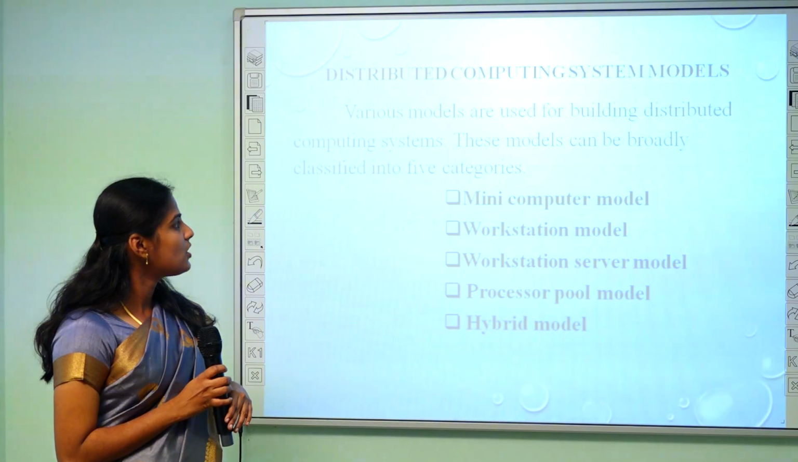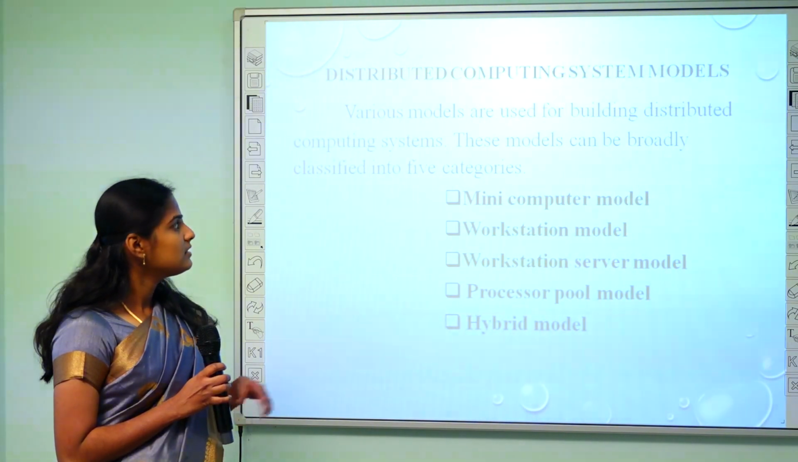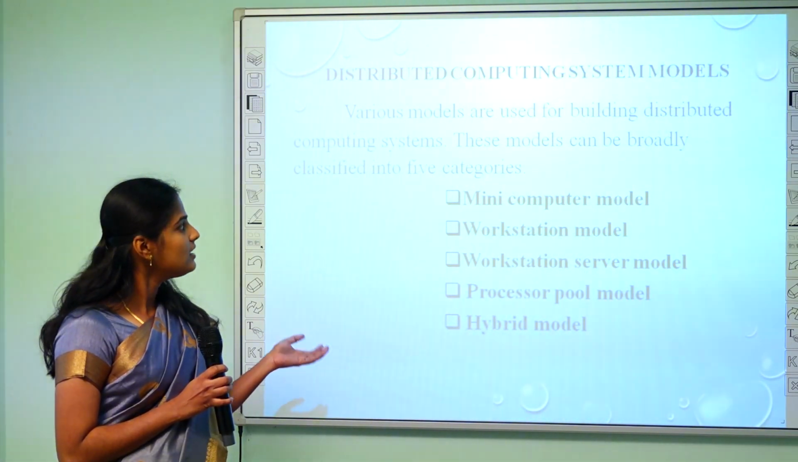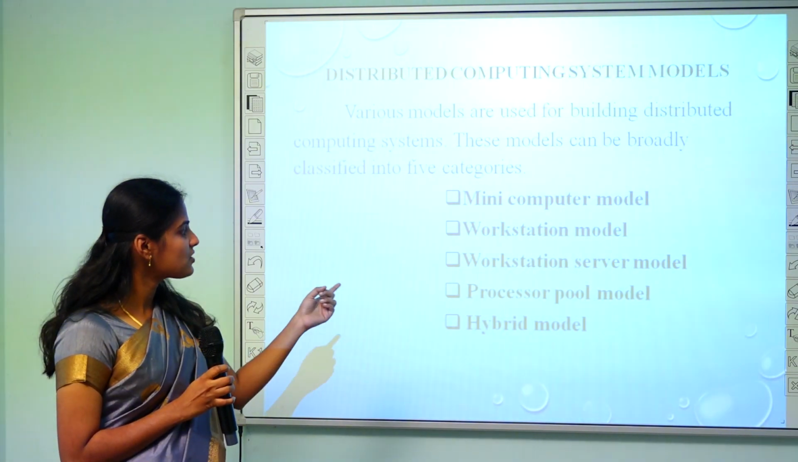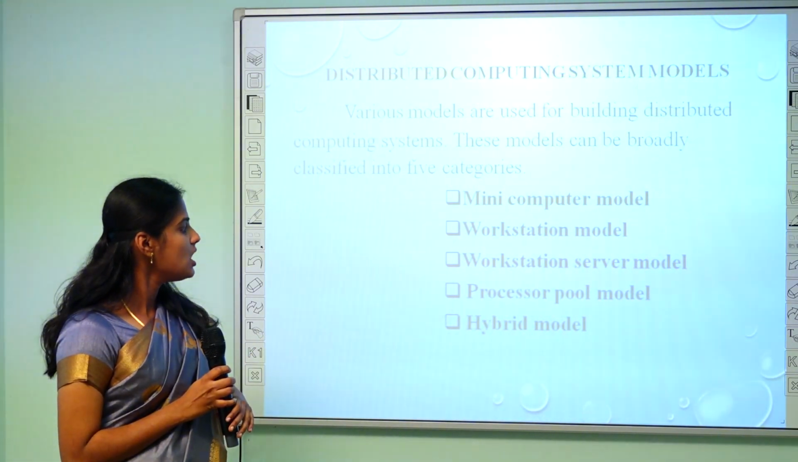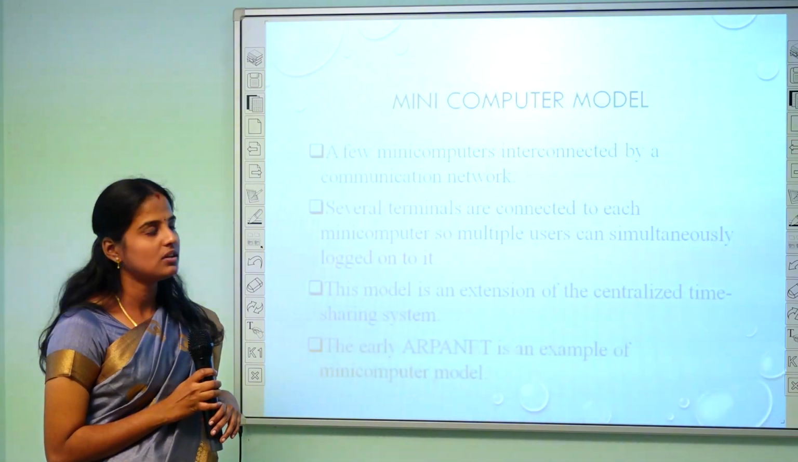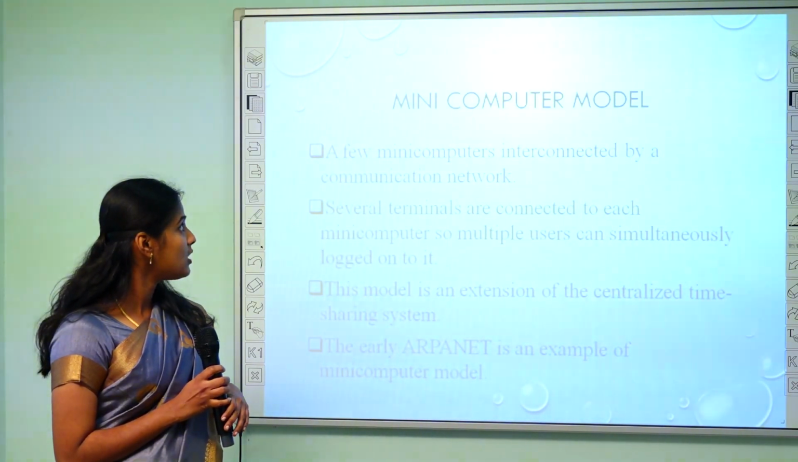Distributed computing system models. Various models are used for building distributed computing systems. These 5 models are broadly classified: mini computer model, workstation model, workstation server model, processor pool model, then hybrid model. First we will talk about the mini computer model.